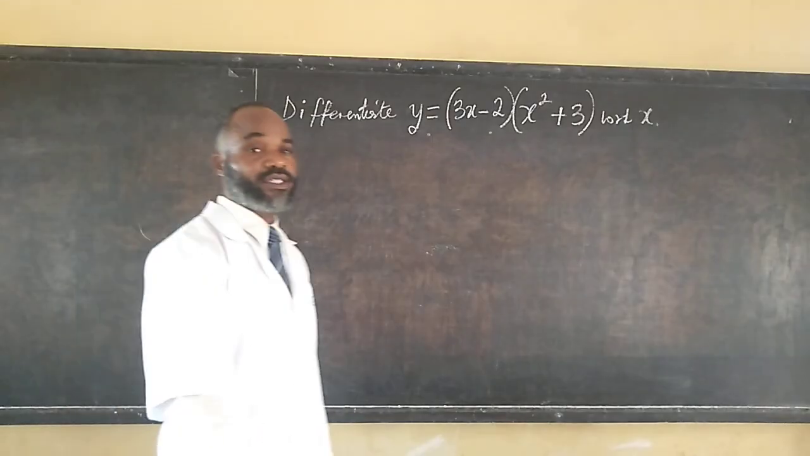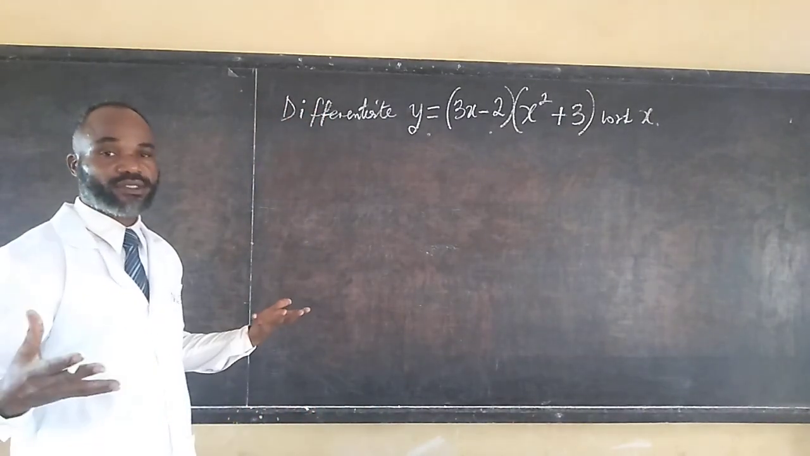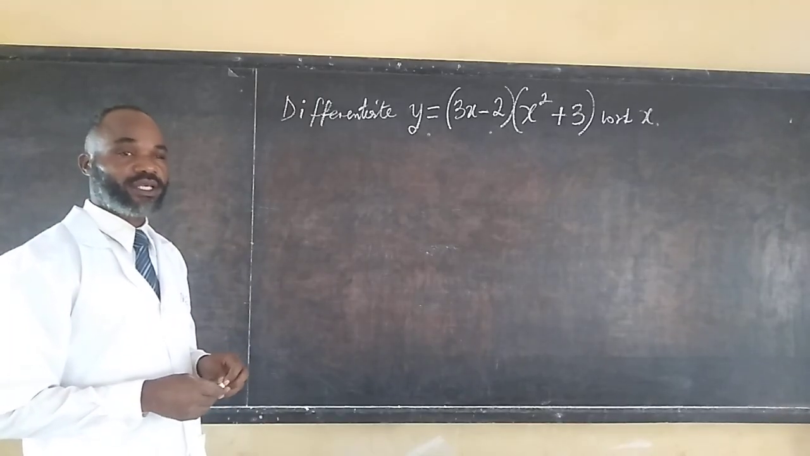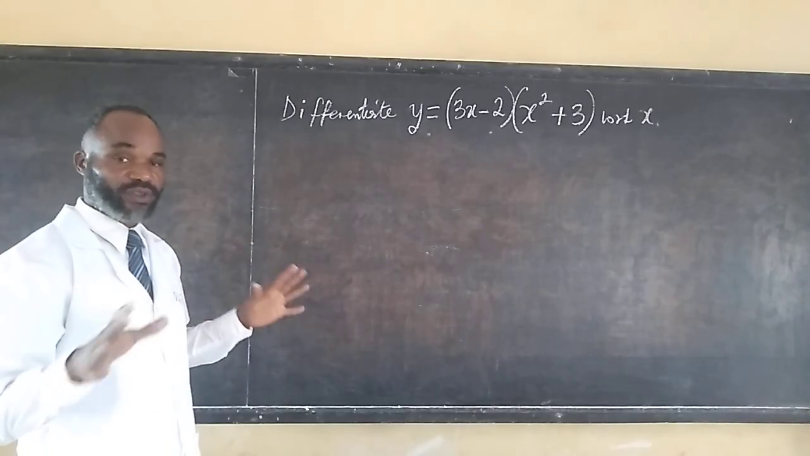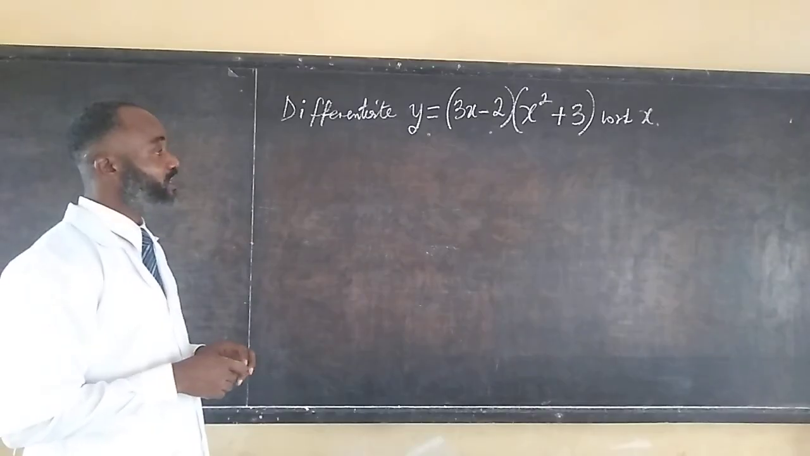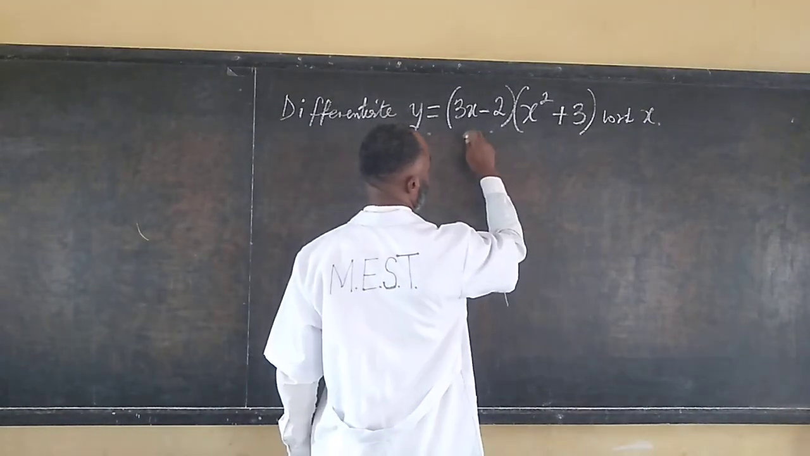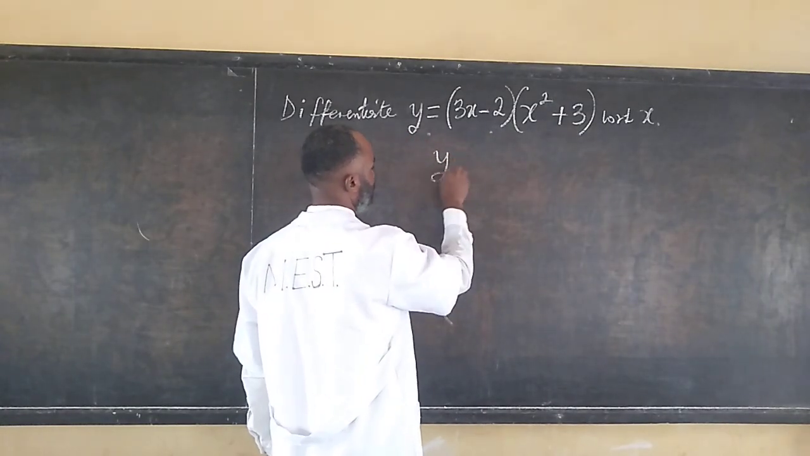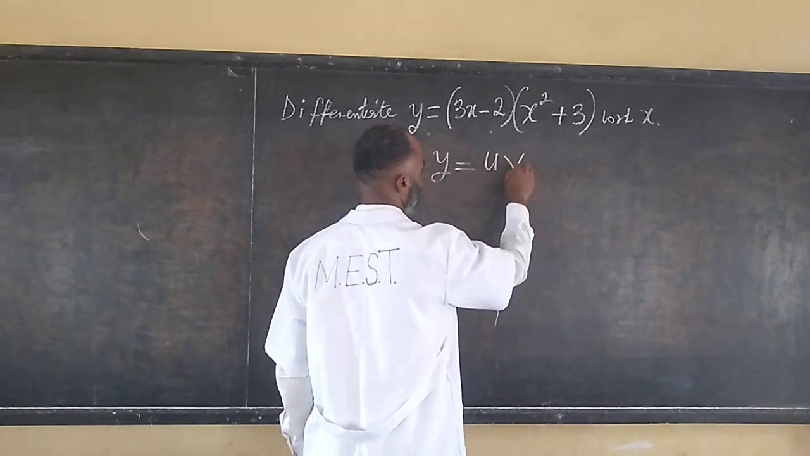Yes, a question like this reminds us of something in calculus. Calculus has two types. One is differentiation, and the second one is integration. But today we are going to look at one aspect of differentiation, and this is called the composite function or chain rule. When you have two brackets multiplying each other, you have what we call the chain rule or composite function, which is given as y, u, and v.